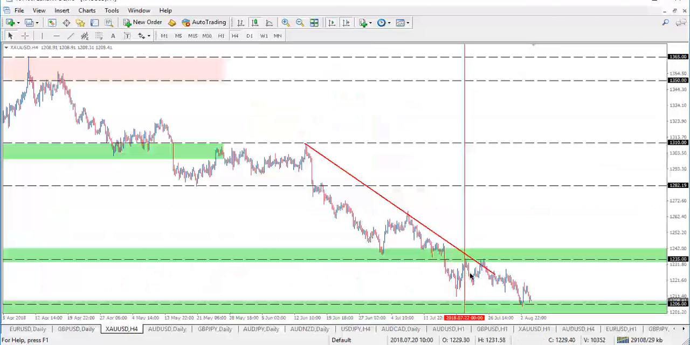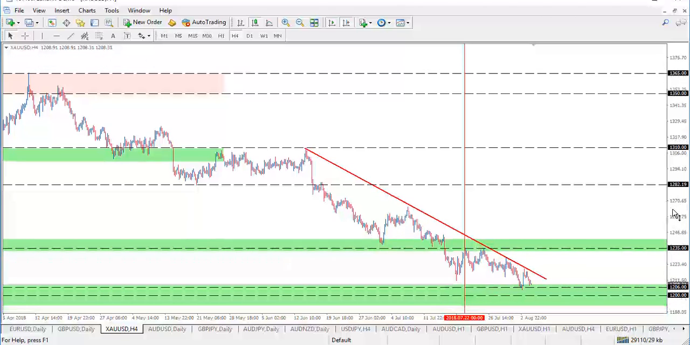Let's move to the gold on the 4 hours. As you can see here, we have a downtrend, a short-term downtrend. So the pair is still traded below this level, and it might actually reach the level of 1200 during this week, and this is conditioned by the continuation of trading below the downtrend line.